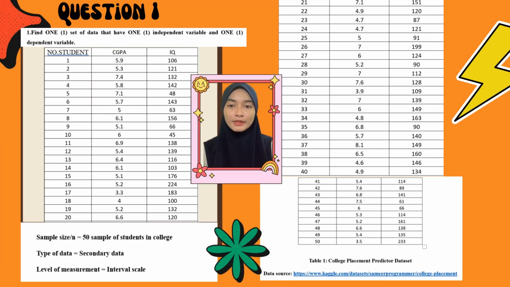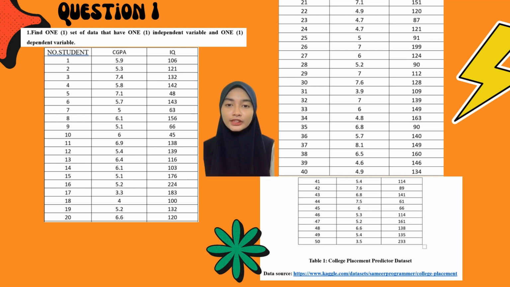Assalamualaikum and hi, my name is Alice Adriana Mitias Menasran and my metric number is 22A1168. I will continue this presentation, which is part B, and this is the data that we have obtained. This data shows the IQ table and CGPA table, also referred to as X and Y. The sample size is 50 students in college placement, the type of data is secondary data, and the last one is the level of measurement, which is interval scale.